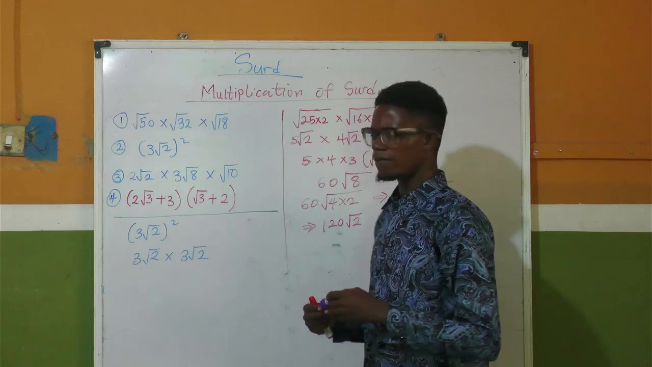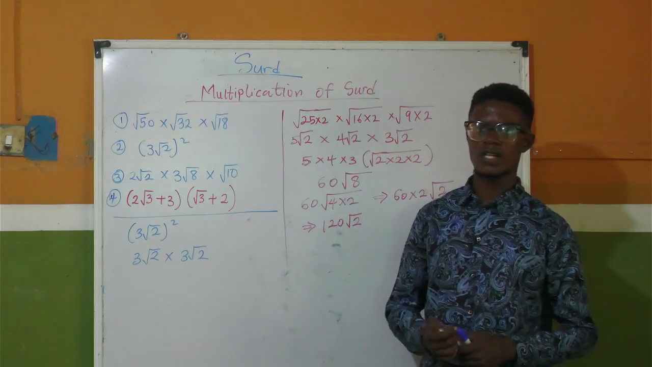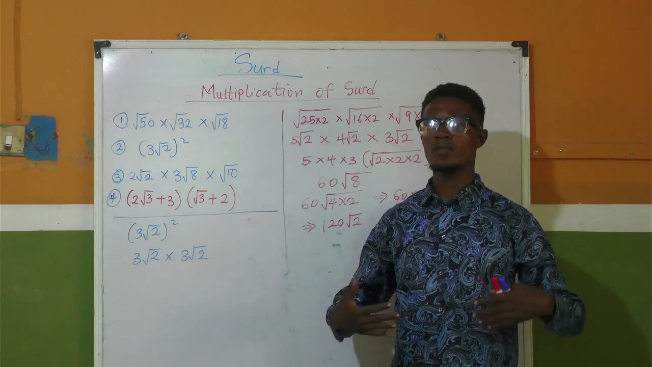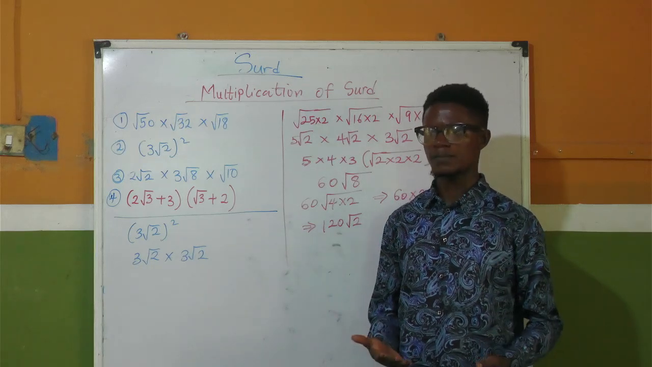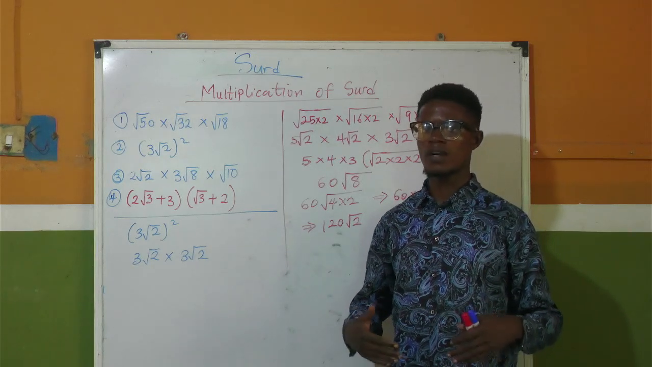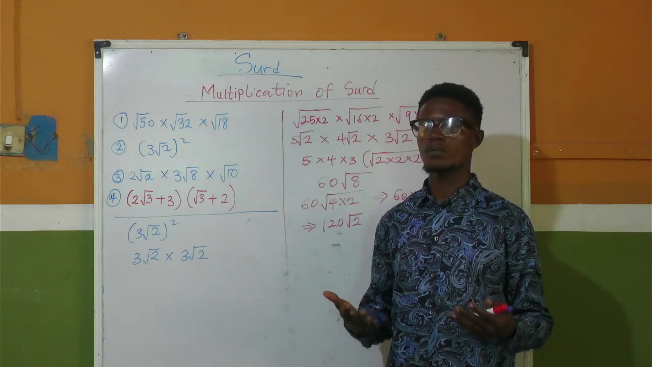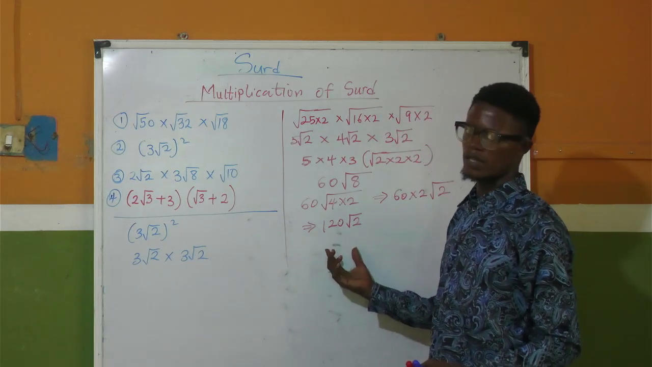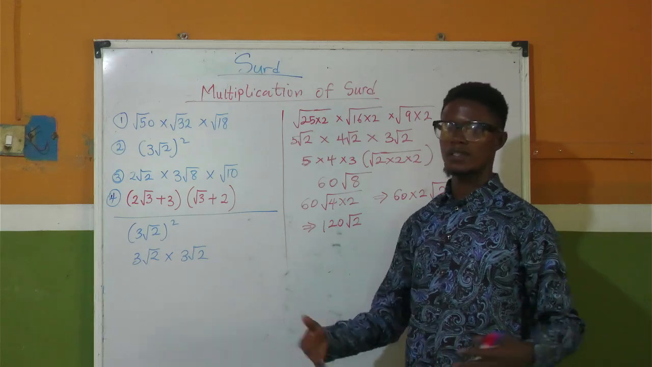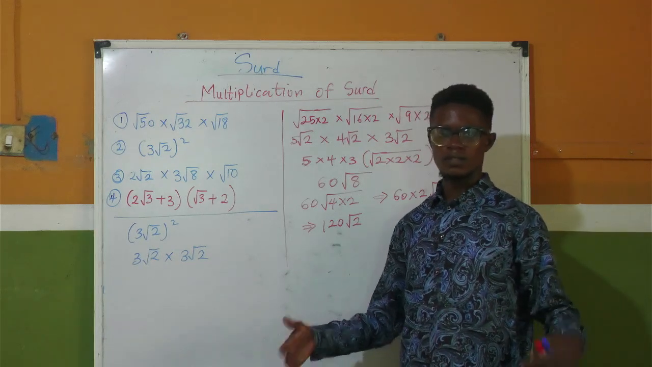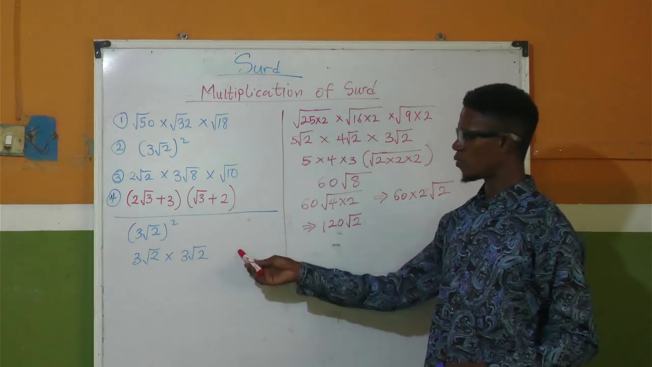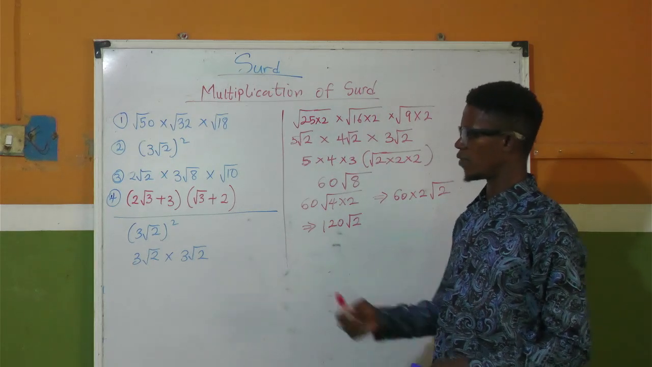Before we solve, another very interesting thing about the multiplication of surds is that sometimes when you multiply surds, you end up with a whole number. The multiplication of surds can result in a whole number, so not necessarily an irrational expression like this. You can get a whole number like 3, 10, 25, 100, 120. I think that applies to this kind of question now.